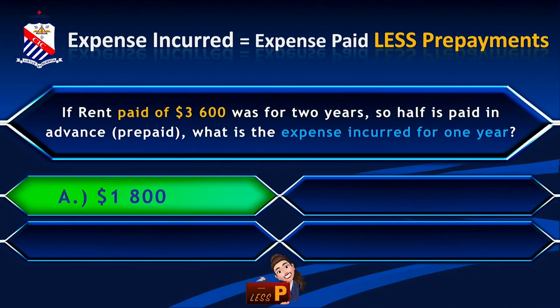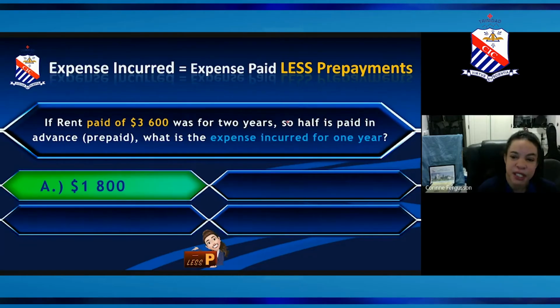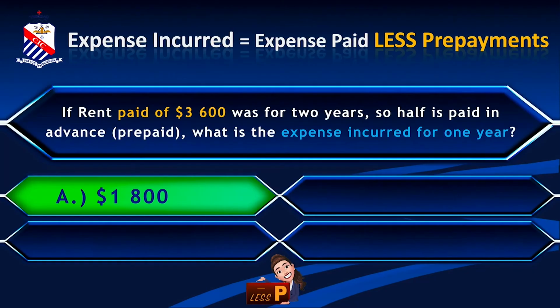So 1,800. They may not be this direct with you, but if they tell you that it is for 2 years and the expense incurred is for 1 year, then you just have to find out for the 1 year. And if it's 3,600 for 2 years, that means for 1 year it will be half of that. Okay?